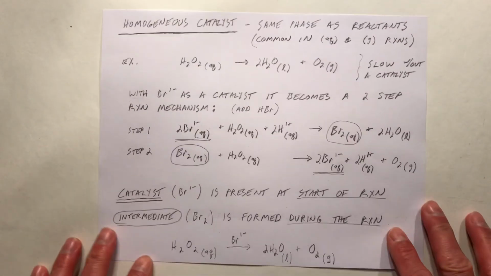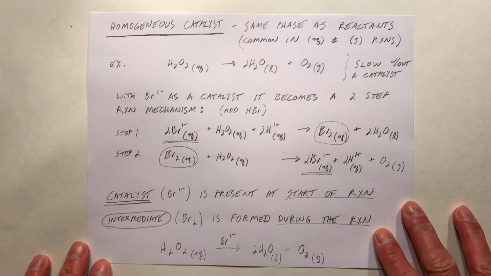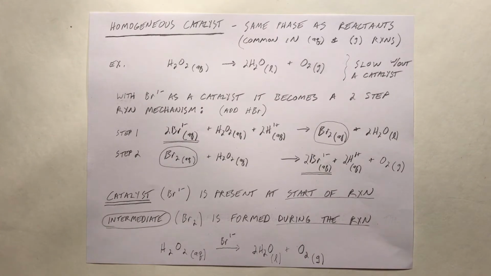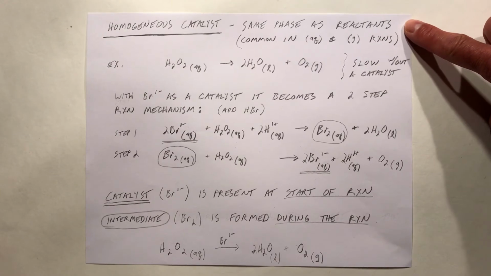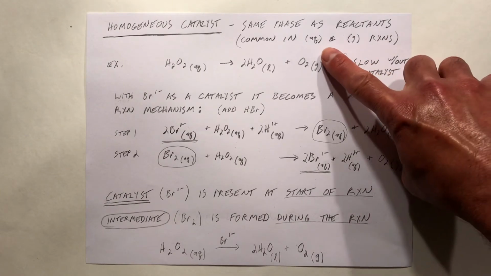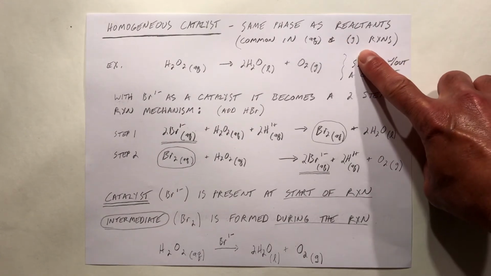All right, so let's consider catalysts. There are two types. One is a homogeneous catalyst and the other is a heterogeneous catalyst. Let's consider a homogeneous catalyst first. We can say a catalyst is homogeneous when it has the same phase as the reactants. And this is pretty common when we have reactions that have aqueous substances or reactions with gases.